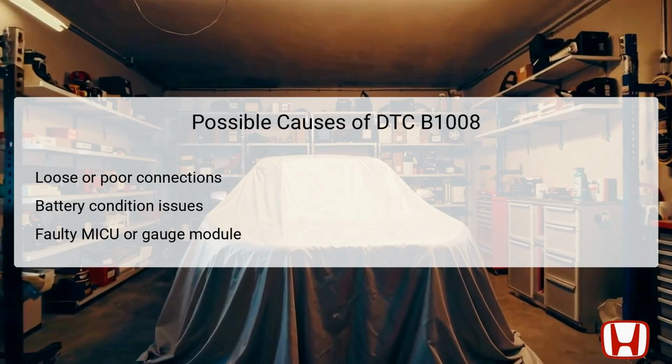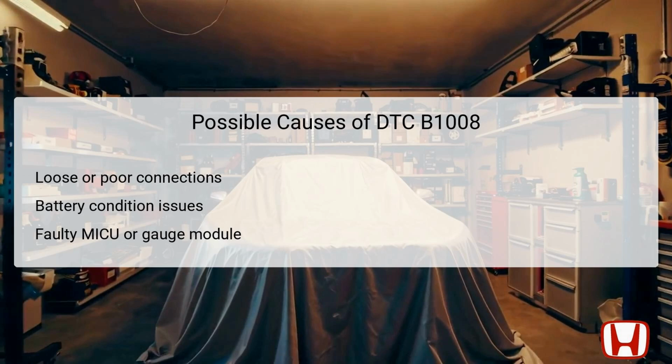A variety of factors can lead to the occurrence of DTC B1008. One common cause is loose or poor electrical connections, particularly at the 36P connector of the gauge control module or the 16P connector at the under-dash fuse/relay box. These connections are critical for communication. If they are compromised, the entire system may fail to relay information properly.